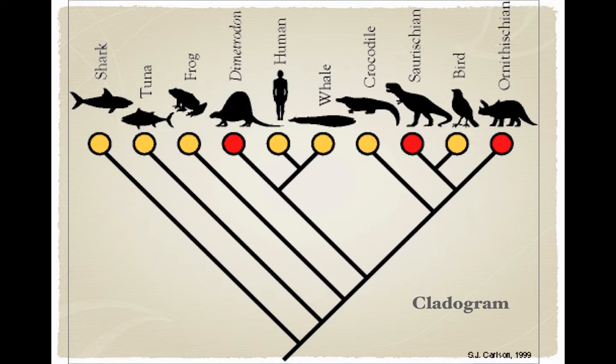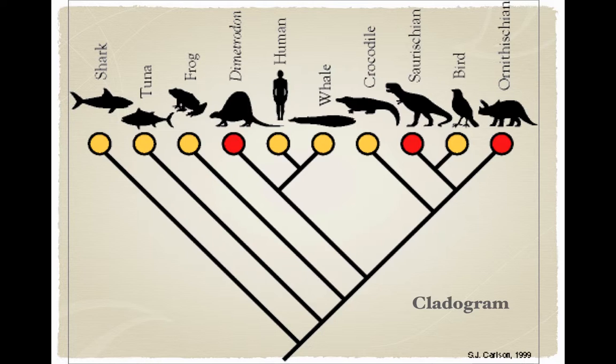Realize that this particular diagram does not list every species on Earth, but which species on this diagram would be the most closely related to humans? The whale. Yes, the whale is the closest to the human on the diagram, and so would be the most closely related species.